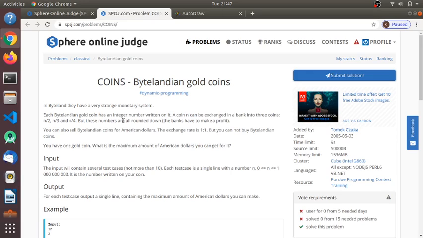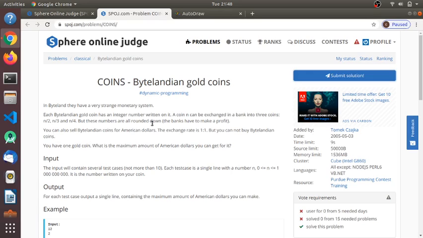So let's understand what this problem is saying. In Byteland they have a very strange monetary system. Each Bytelandian gold coin has an integer number written on it. So there is a gold coin which has some integer value written over it. A coin n can be exchanged in a bank into 3 coins. You can go to the bank and ask to change that coin into 3 coins of the form n by 2, n by 3 and n by 4.